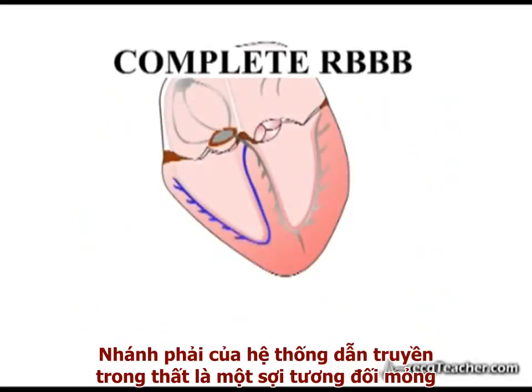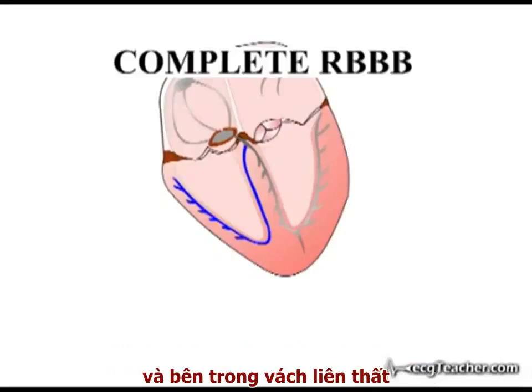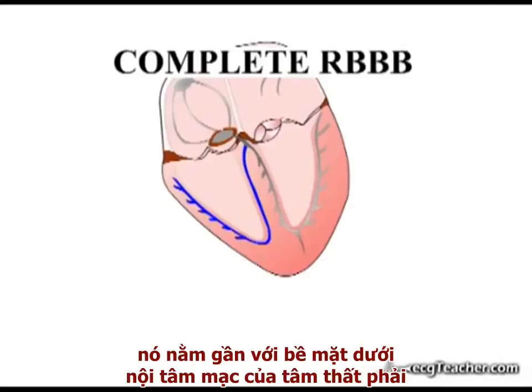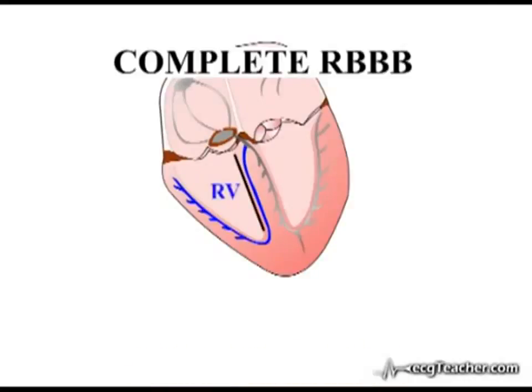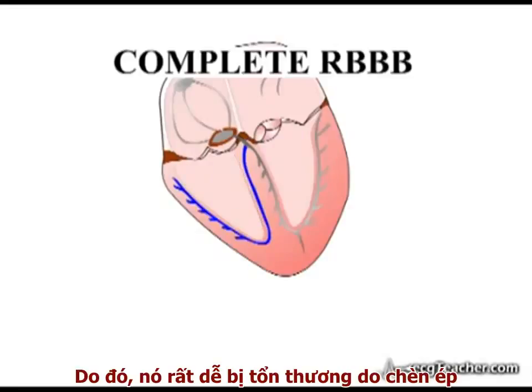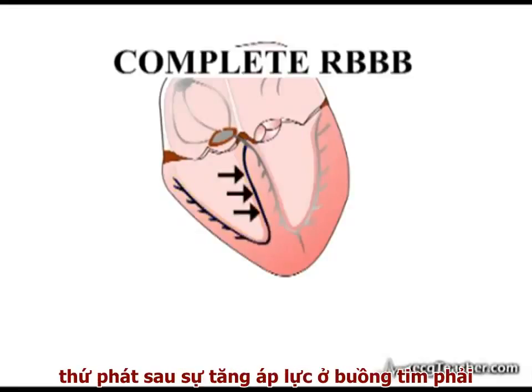The right bundle branch of the ventricular conducting system is a relatively thin filament, and within the intraventricular septum it lies close to the subendocardial surface of the right ventricle. It is therefore liable to compressive damage secondary to increased pressure in the right ventricular chamber.